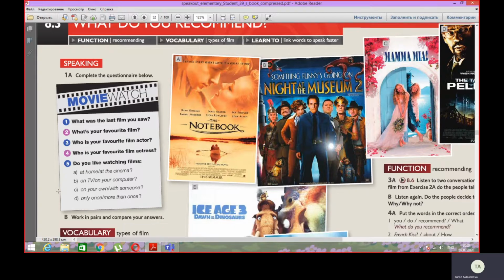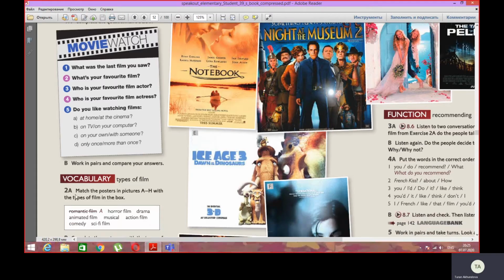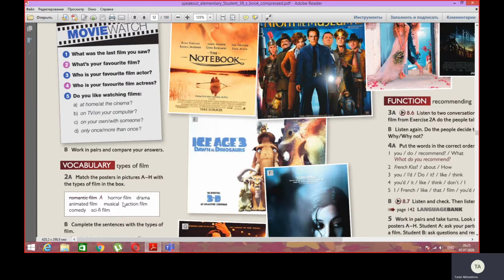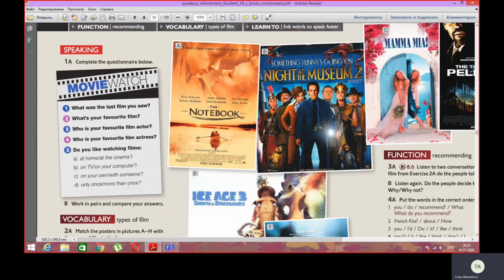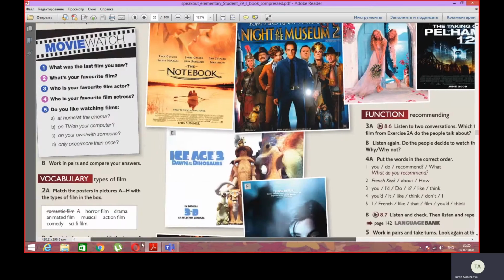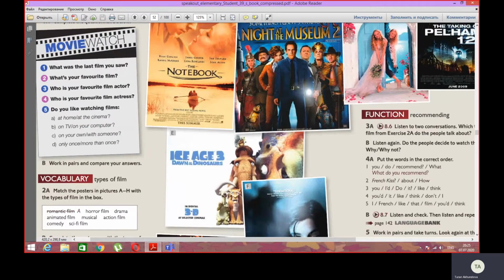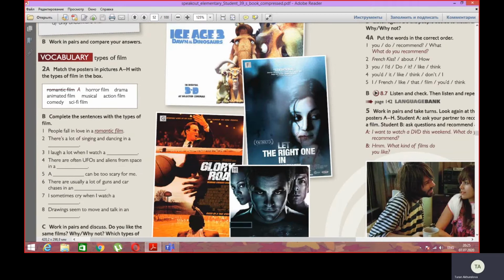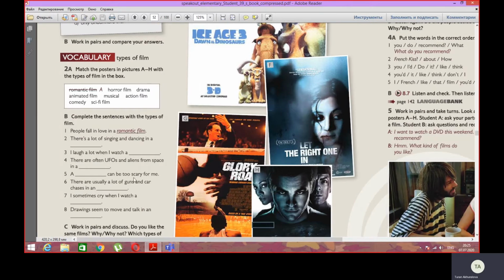And let's continue with our vocabulary, types of film. Exercise number 2A, match the posters in pictures A to H with the types of film in the box. Romantic film, horror film, drama, animated, musical, action, comedy, sci-fi film. Okay, our posters A, B, C, D, E, F, G, H. Okay, let's begin.